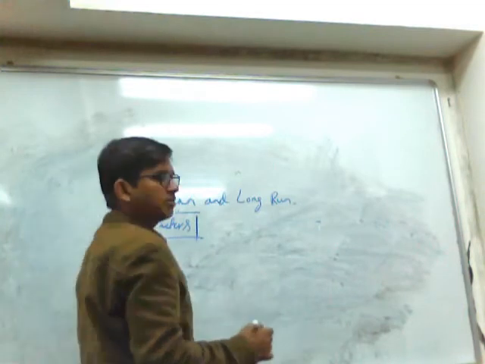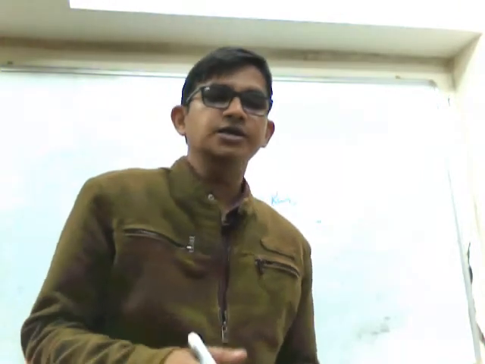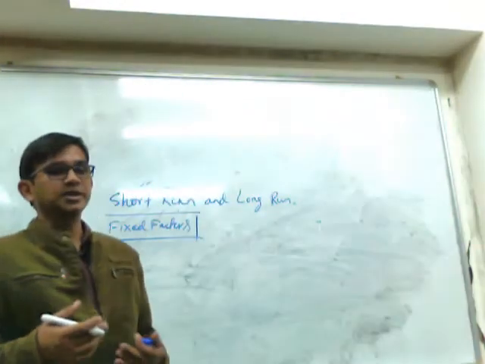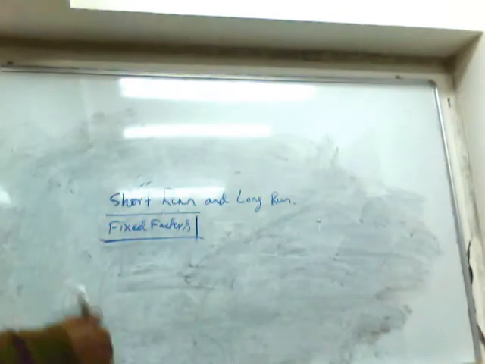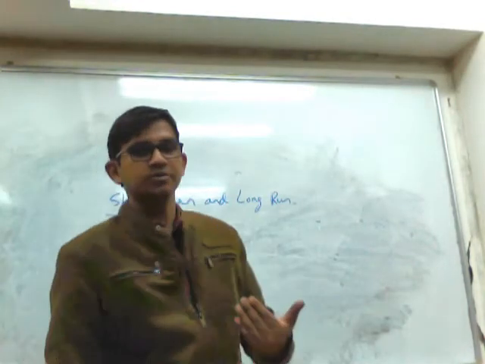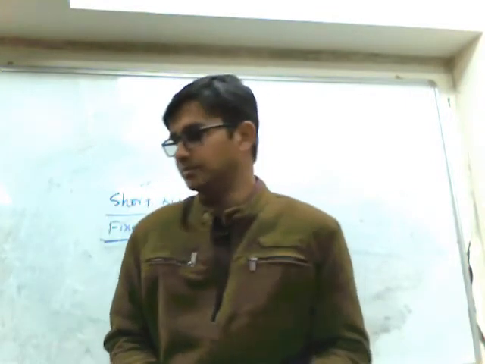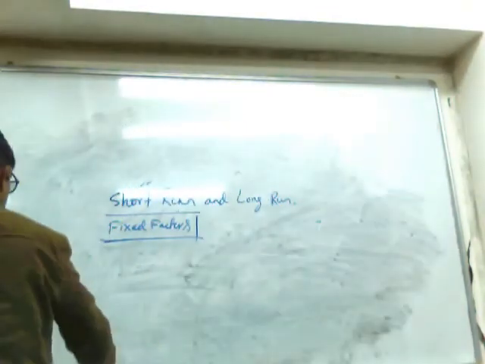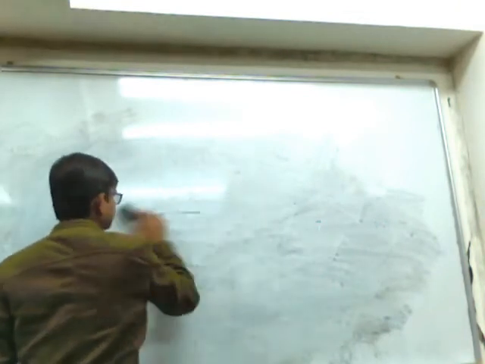And what does long run mean? Long run means there will be no fixed factor. So all the factors will be variable, even the plant size, even the land. That is the difference between short run and long run. Short run means a time period in which some factors cannot be changed, and long run means a time period in which all the factors are variable. So from here, we will start with the short run cost function.